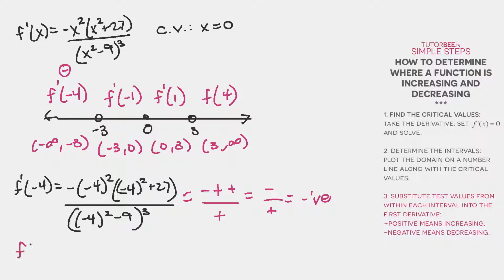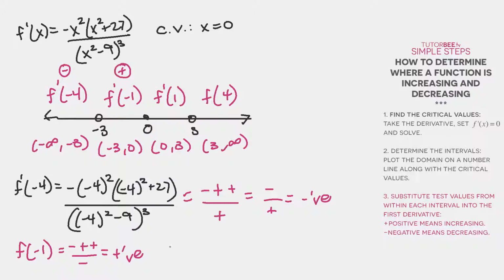So when we sub in negative 1, again, we'll have a negative, positive up top. But on the bottom, you're going to get a negative 1 squared, which is 1. Minus 9 is negative 8. Then we're going to cube it, so it's going to become a negative. So we get a negative on the bottom. So in total, when you work all this out, you're going to get a positive. So that means on this interval, it's increasing.